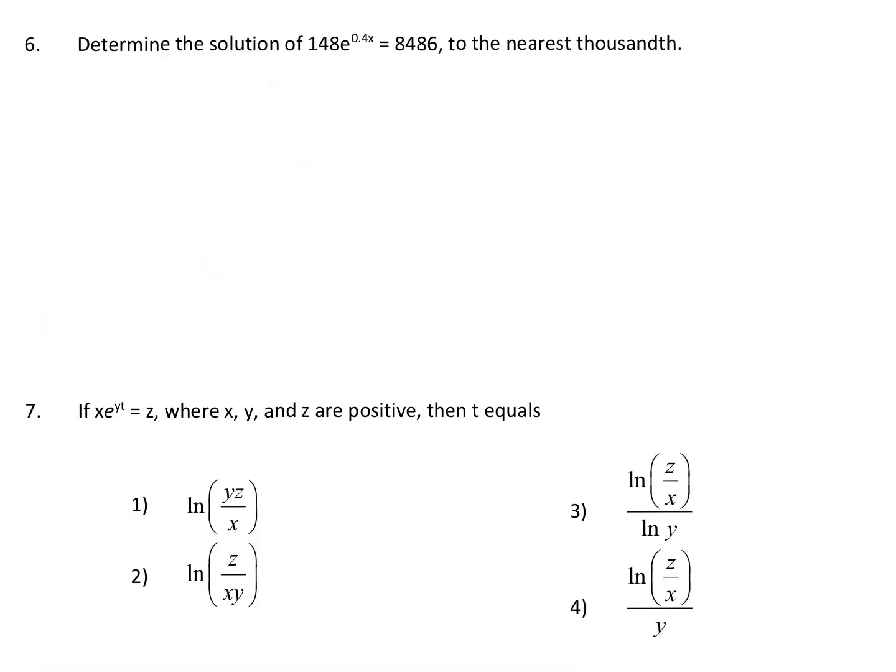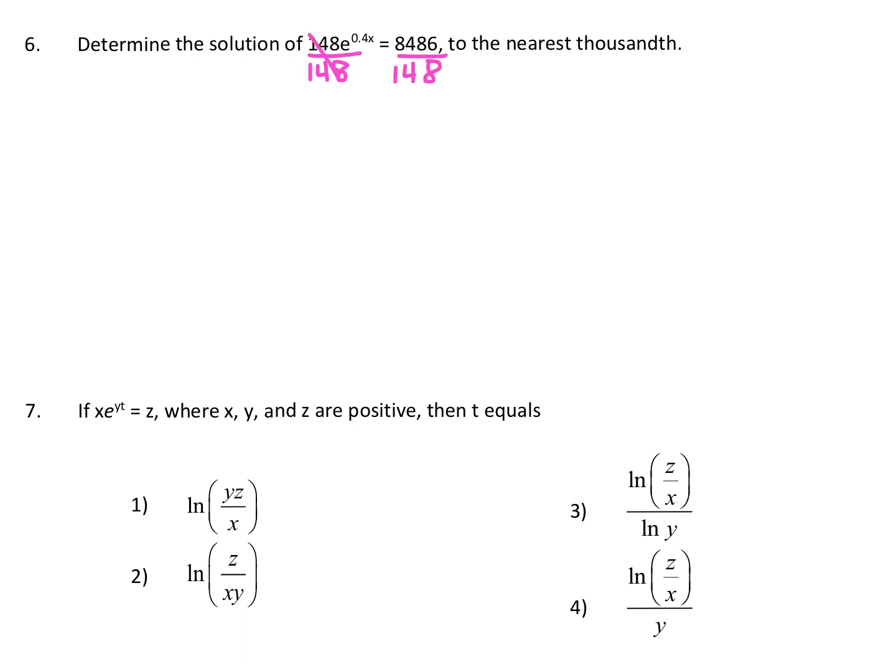Okay, so number 6, they want us to solve this equation for x. Now, since we have an e in the equation, we know we're going to need to get this e to whatever power it's being raised to by itself. So we first want to get rid of the 148. So we could divide both sides of the equation by 148.